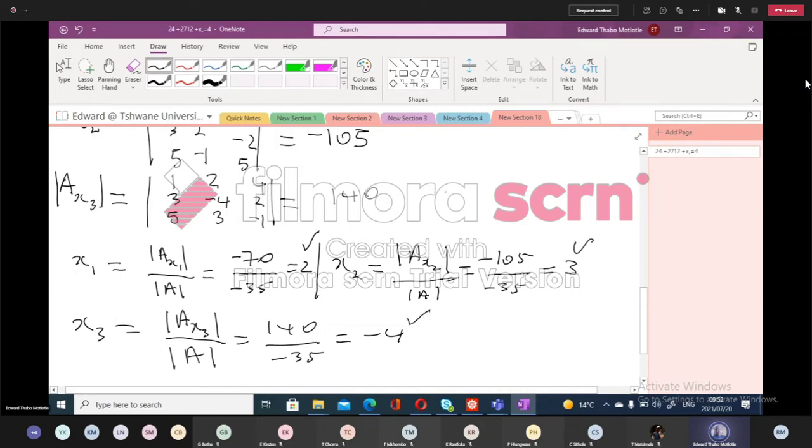So this method is called Cramer's rule or determinant. So if I ask you to use the determinant to determine the solution, I'm actually referring to Cramer's rule. So this is the method. Okay.